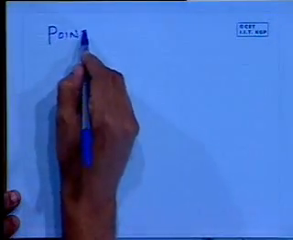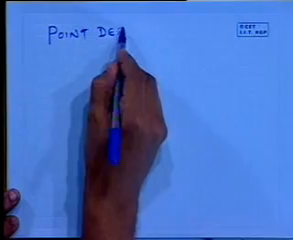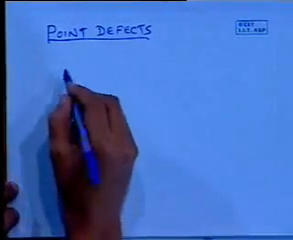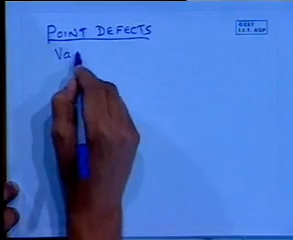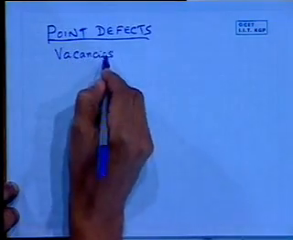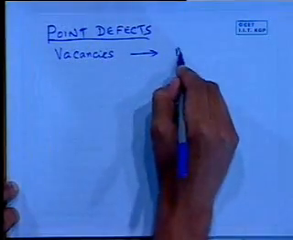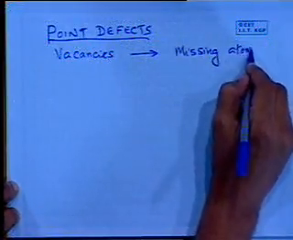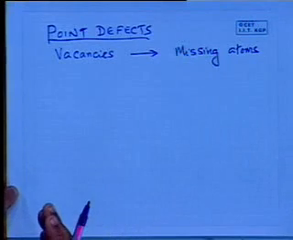Let's take them up one by one. I'll start with the point defects. You should probably be rather familiar with these things. And essentially, the first example I'll take up are the vacancies, which are missing atoms. Remember, my lattice is supposed to be periodic.